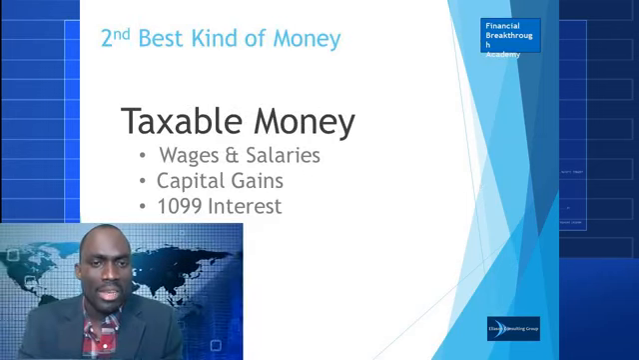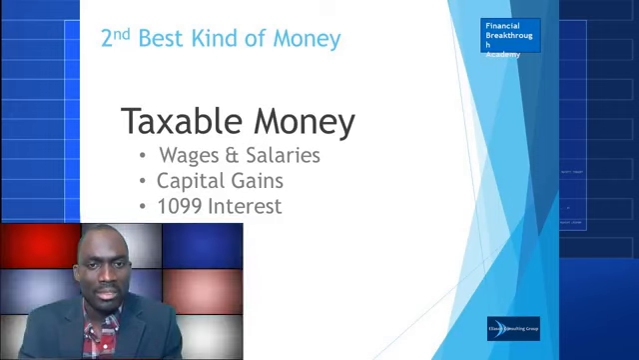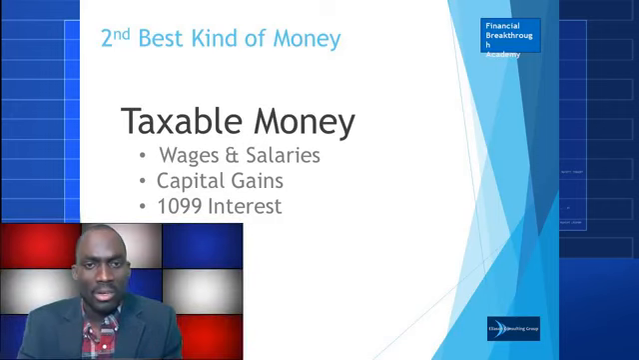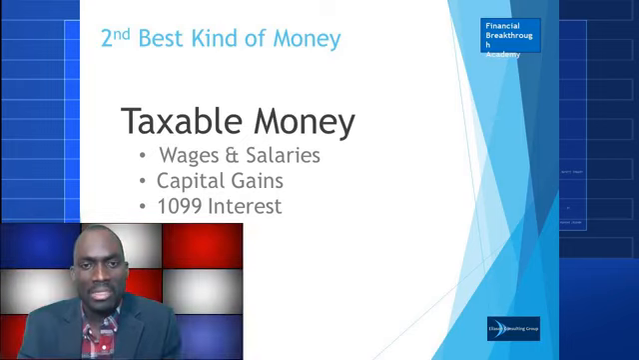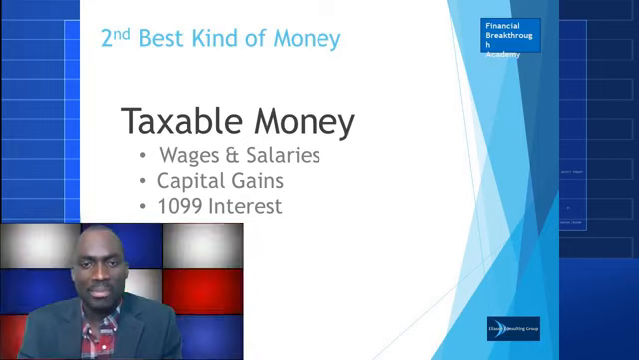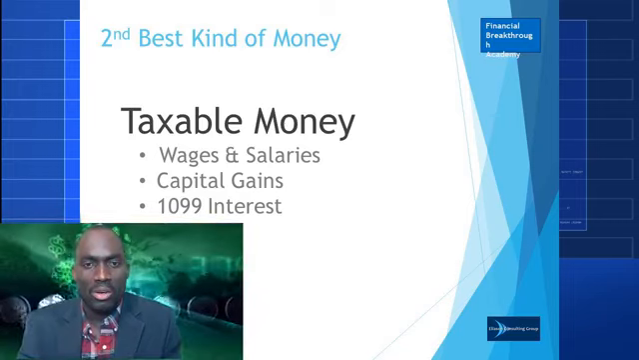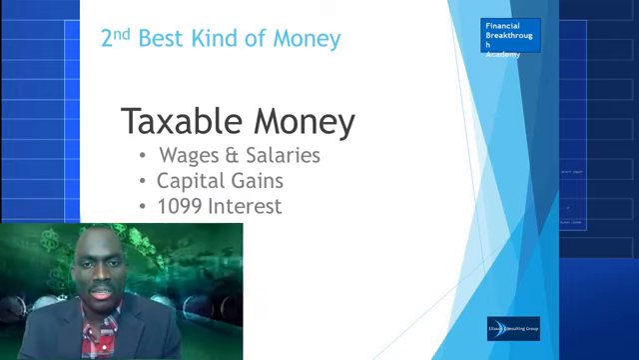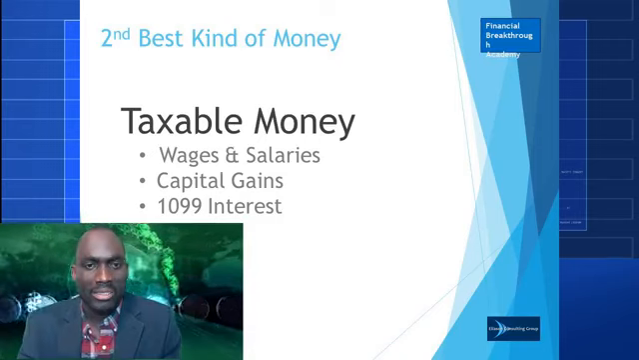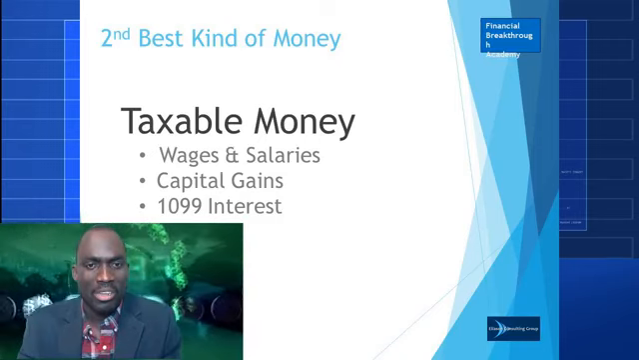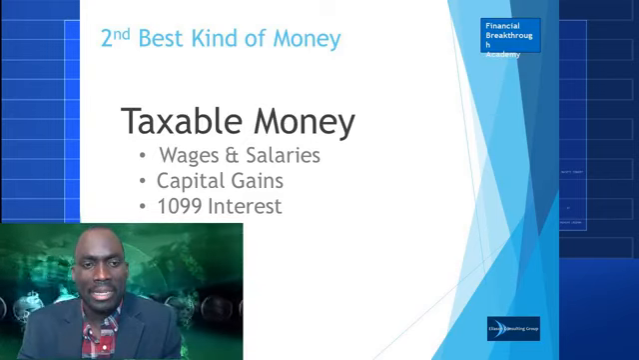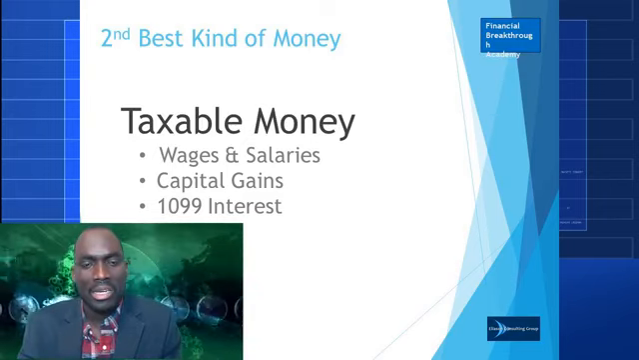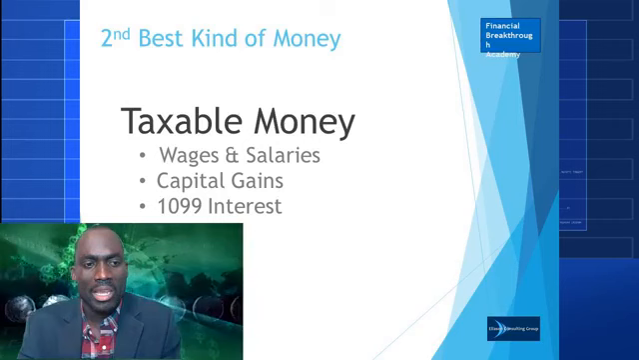The next best kind is the fourth, that should be four. Taxable money. Taxable money is basically your wages, salaries, capital gains, and interest. That should be the fourth there. So that will be your last bucket of money that you can have. So that gives us the four areas.